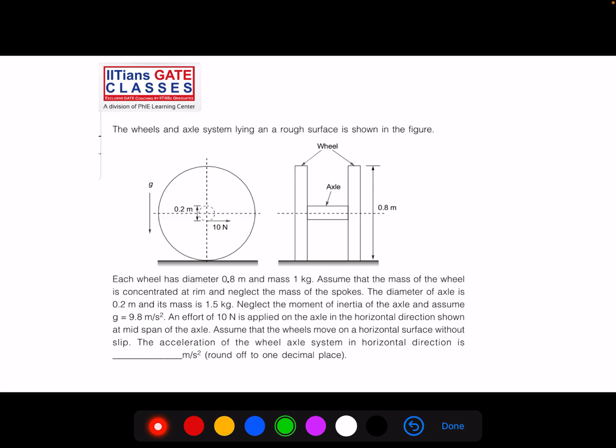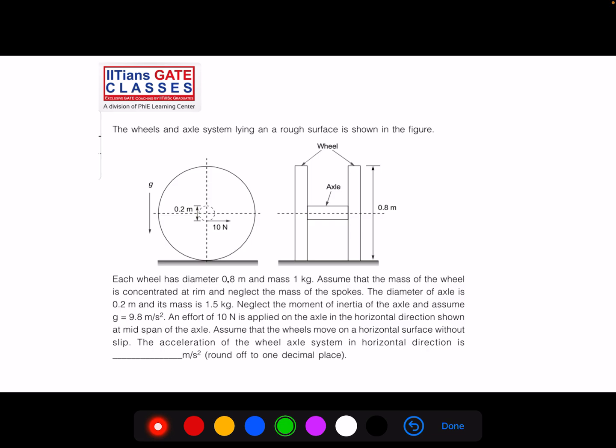The diameter of the axle is 0.2 meter. So this is the axle, you can see, right? What is the diameter of the axle? The diameter of the axle is 0.2 meter, and its mass is 1.5 kg. Neglect the moment of inertia of the axle. They have asked you to neglect the moment of inertia of the axle also, right? And assume g is equal to 9.8 meter per second square.